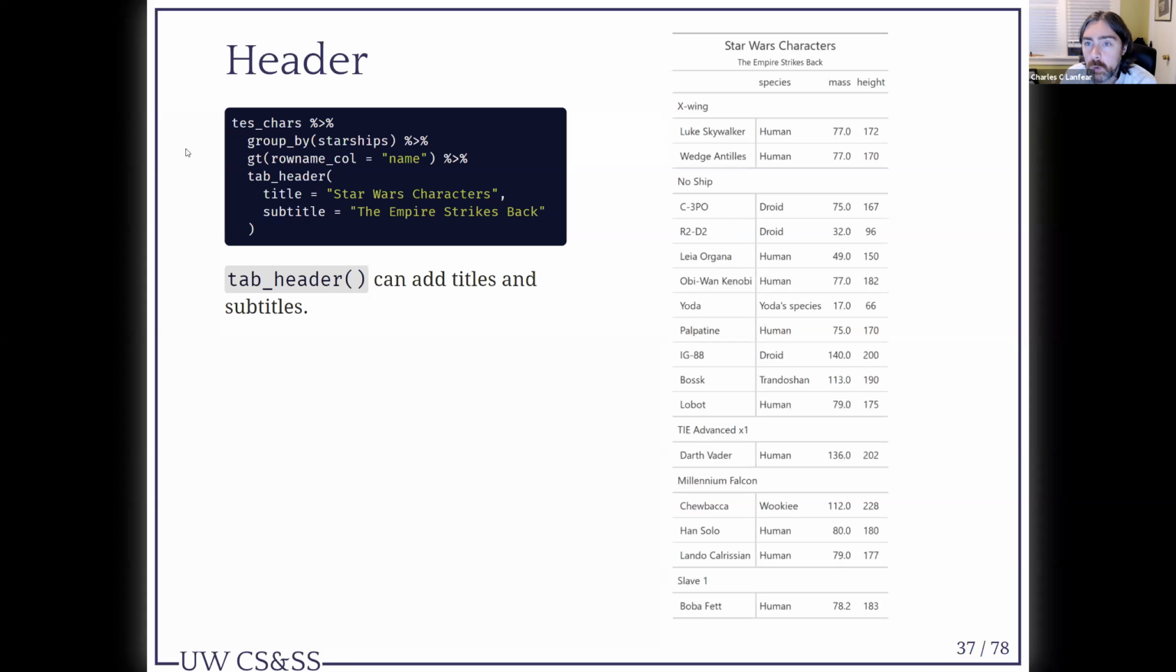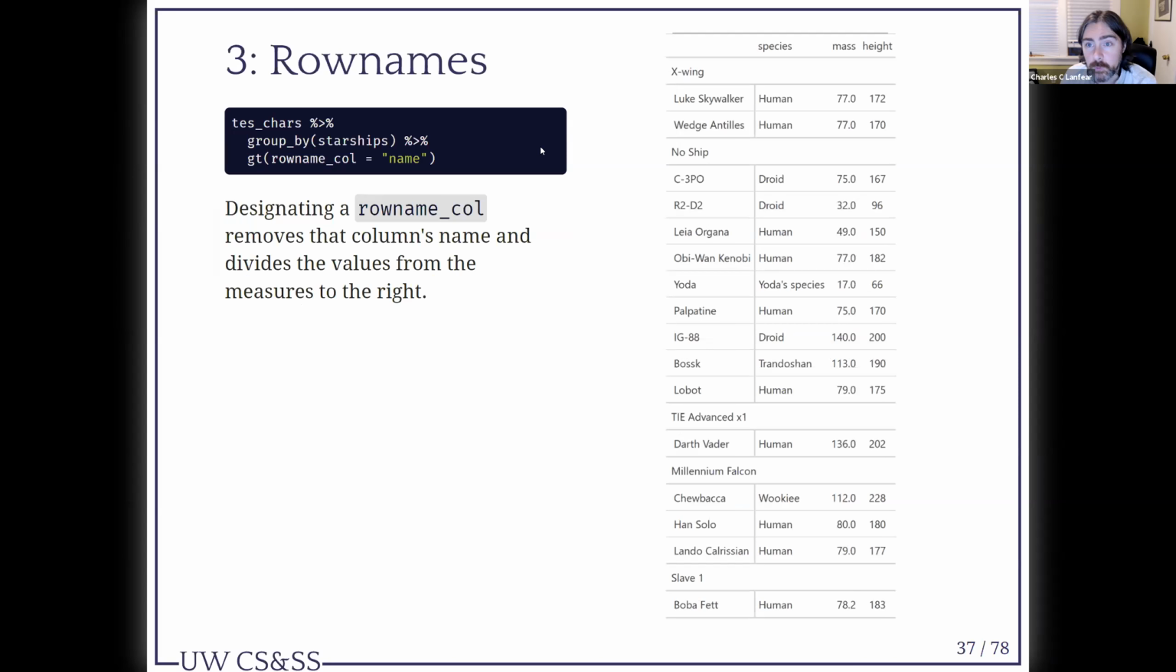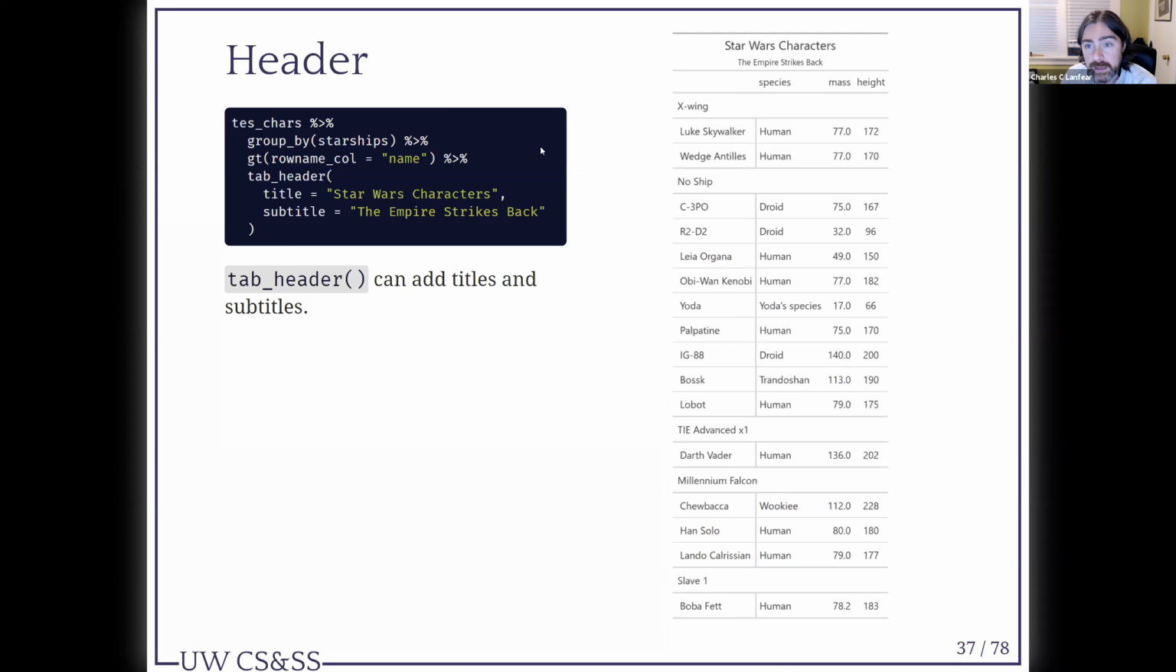Next thing, I might want to modify the header at the top. Add a title and a subtitle to it. So I say tab header, the title is Star Wars characters, and the subtitle is In the Empire Strikes Back. You can see before the header, with the header. The table's otherwise the same, but tab header adds a nice title bar to it.